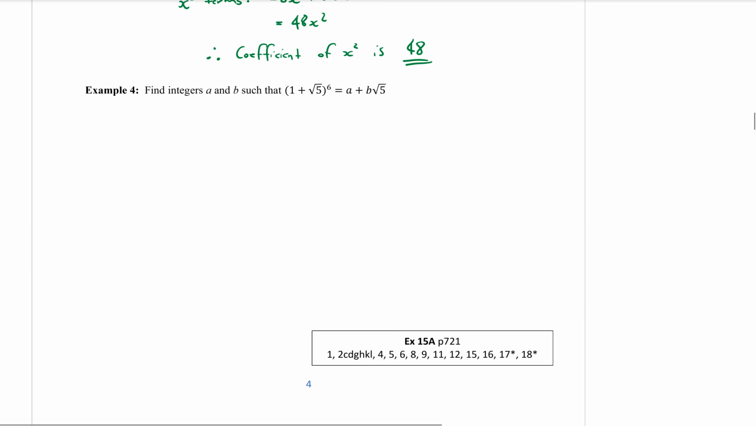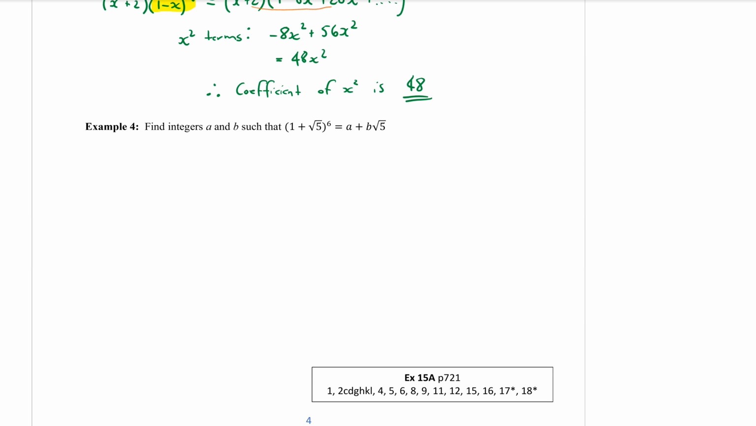One more question here, example number 4. Find integers a and b such that 1 plus root 5, all to the power of 6, equals a plus b root 5. So we need to expand 1 plus root 5 to the power of 6. So, 7th row of Pascal's triangle. The first coefficient is a 1. The second coefficient is a 6. Now the root 5 is going to be where my x would normally be, so that will be 6 root 5.